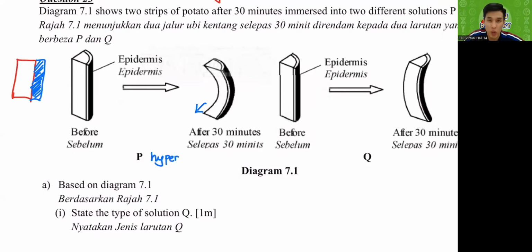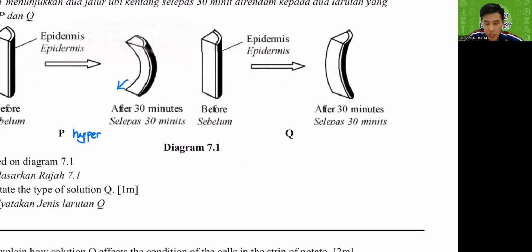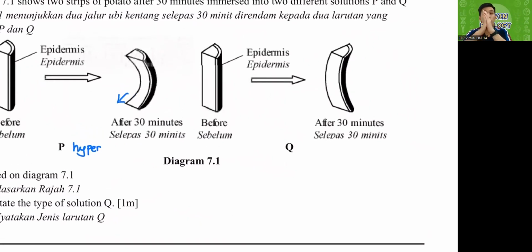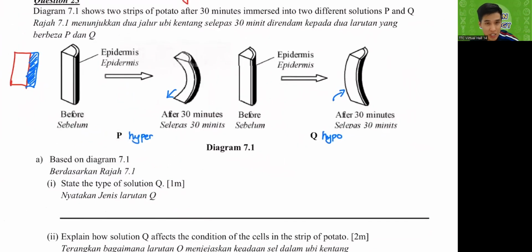Always from hypo to hyper. Then Q is the opposite. So Q is whereby you can see the flesh push the skin out. So basically it expands only, you push it out. So obviously water comes in already, hypo to hyper, so outside is hypo. Okay, know how to see this already.